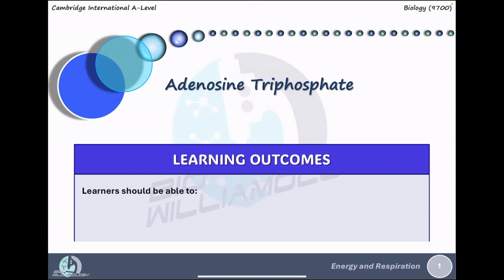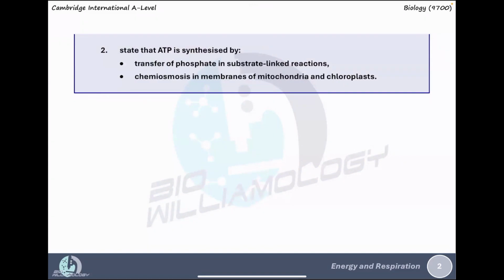In this lesson, we will explore adenosine triphosphate, or in short, ATP. At the end of this lesson, you will be able to describe the features of ATP that make it suitable as the universal energy currency. State that ATP is synthesized by transfer of phosphate in substrate-level reactions, as well as by chemiosmosis in the membranes of mitochondria and chloroplasts.